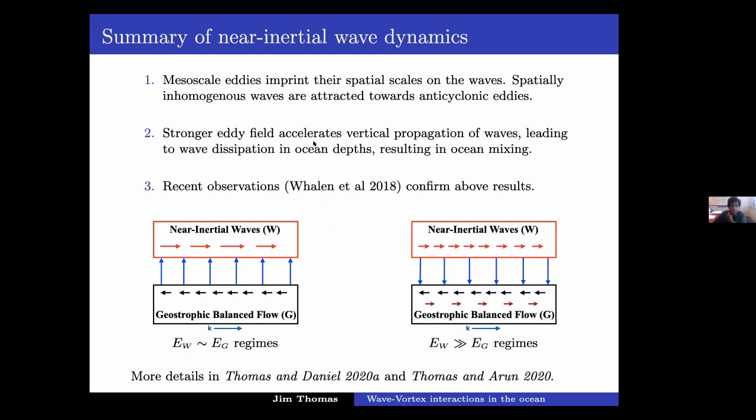What we find, so this slide summarizes the near-inertial dynamics, and that answers the question you asked. The mesoscale eddies, the geostrophic flow, imprint spatial scales on the waves and trap them in the anticyclones.